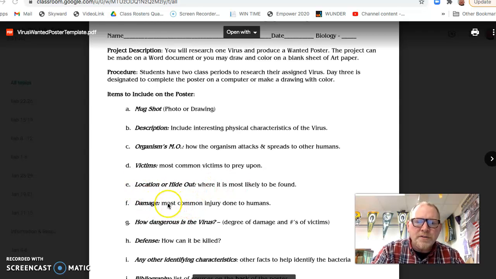Okay. What damage does it do? What's the most common injury? Is it a respiratory thing? Does it paralyze them? How damaging is it? What kind of damages does it do?